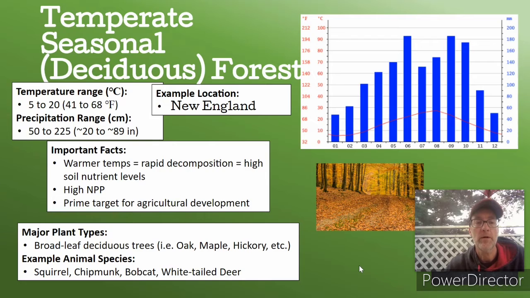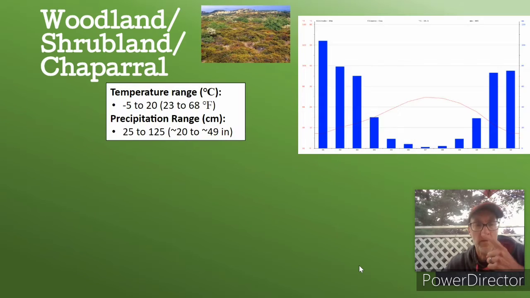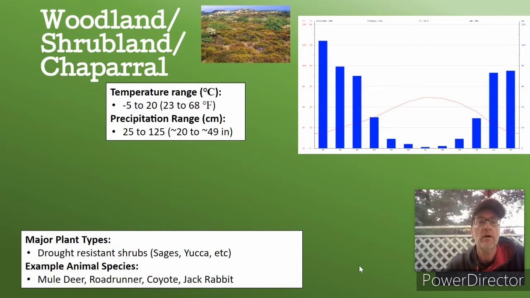Typically a high net primary production. Many of these areas have been logged. Many of these areas have been farmed because soil nutrients tend to be reasonably high. Some of these areas have been coming back in the state of Wisconsin. Much of our forests were cut 100 years ago or more, and now some of those are coming back. But some of those permanent agricultural lands will remain agriculture. So that's temperate seasonal forest.